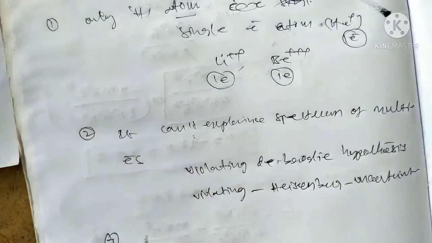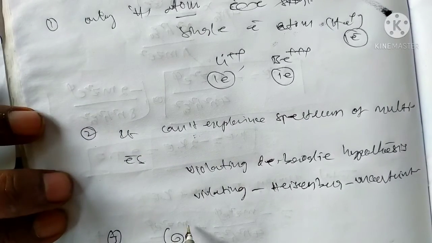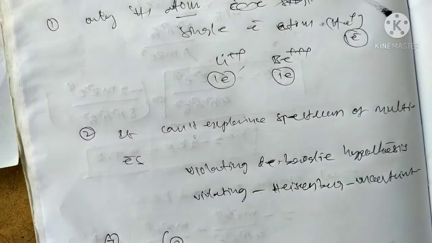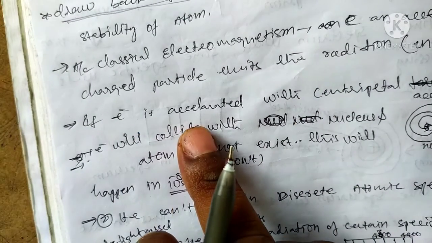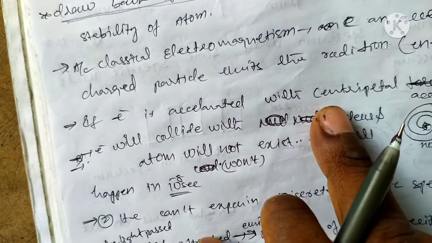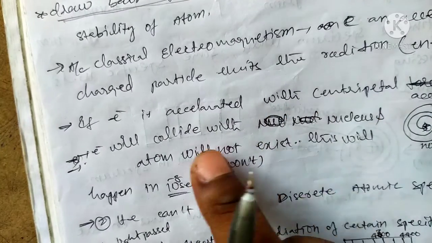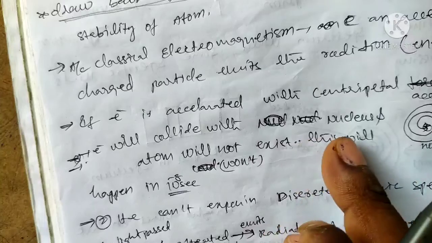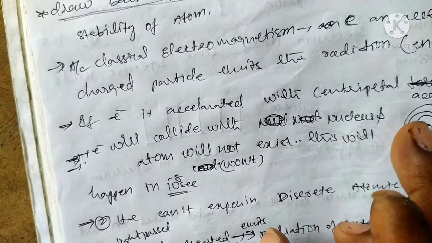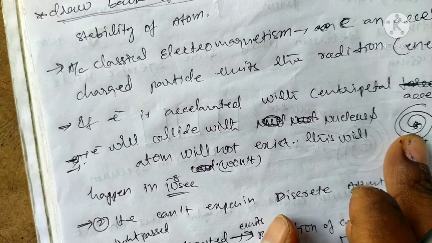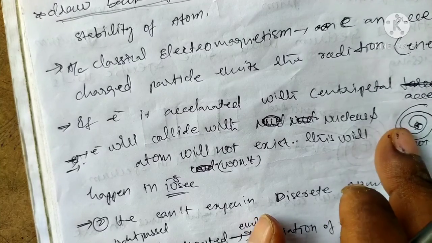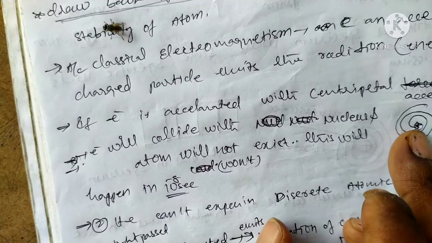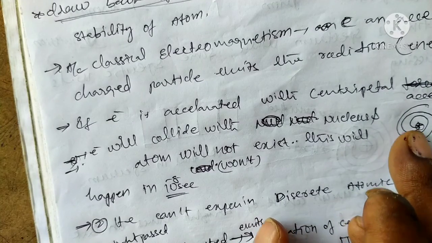Another drawback: suppose the electron is revolving around the nucleus, it does not continue like that. If the electron is accelerated with a certain centripetal force, the electron would collide with the nucleus. It emits radiation and can combine with the nucleus. The electron can combine with the nucleus.